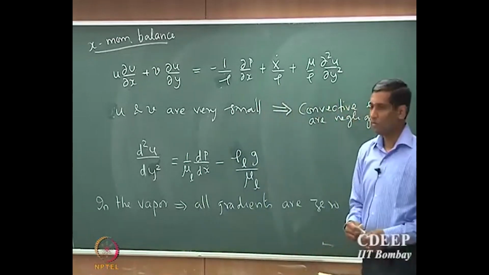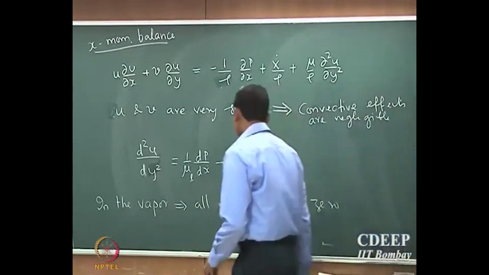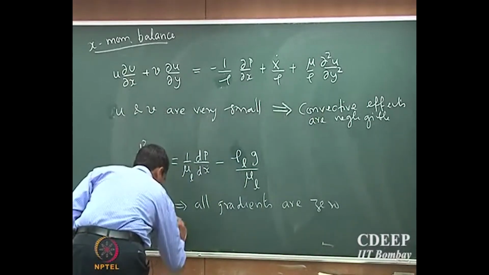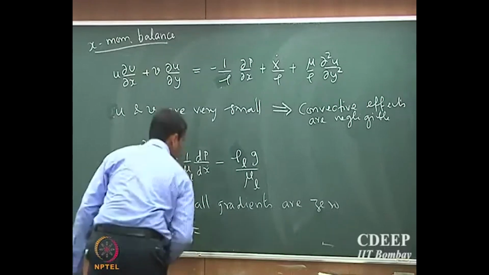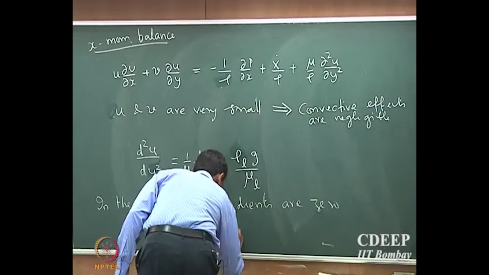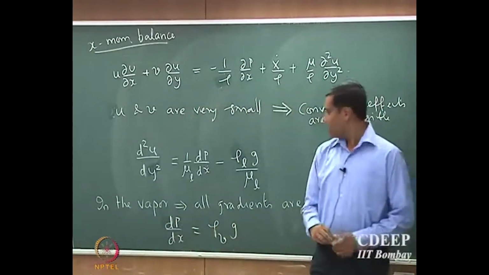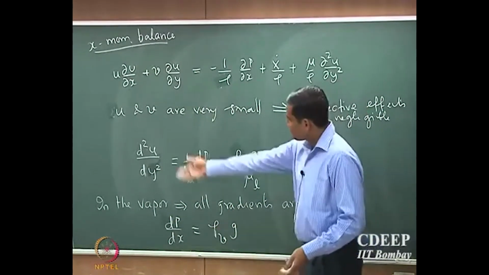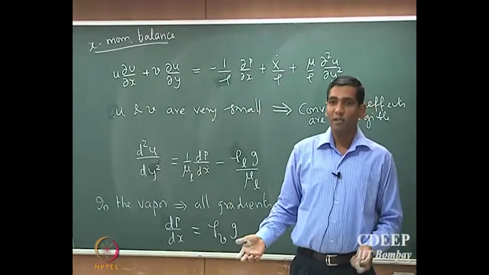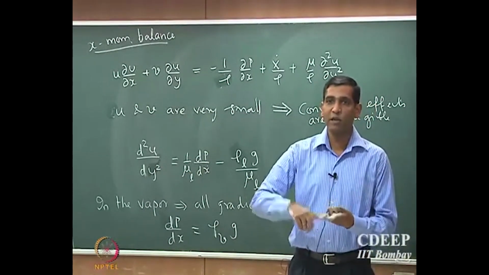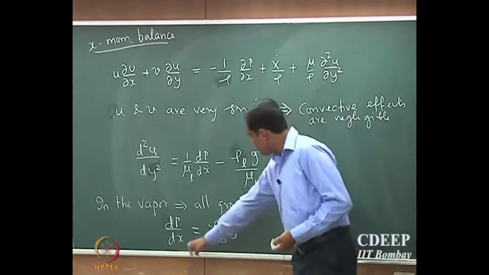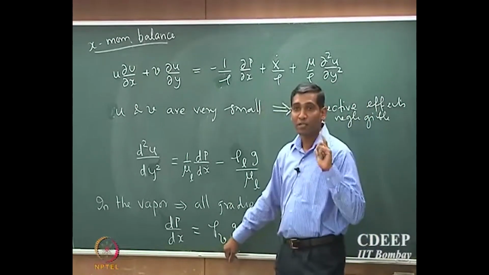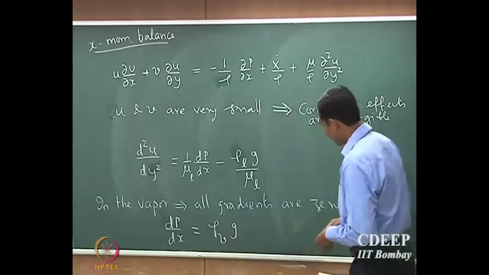All gradients are 0. So therefore, outside the boundary layer, the momentum balance will be dp by dx equal to rho vapor into gravity. This is the same thing we did with natural convection before. We just write the momentum boundary layer equations outside the boundary layer. Velocity is 0, all the gradients are 0, and therefore the pressure gradient is simply given by rho vapor. Remember, it is the density of vapor, not the liquid, multiplied by gravity.